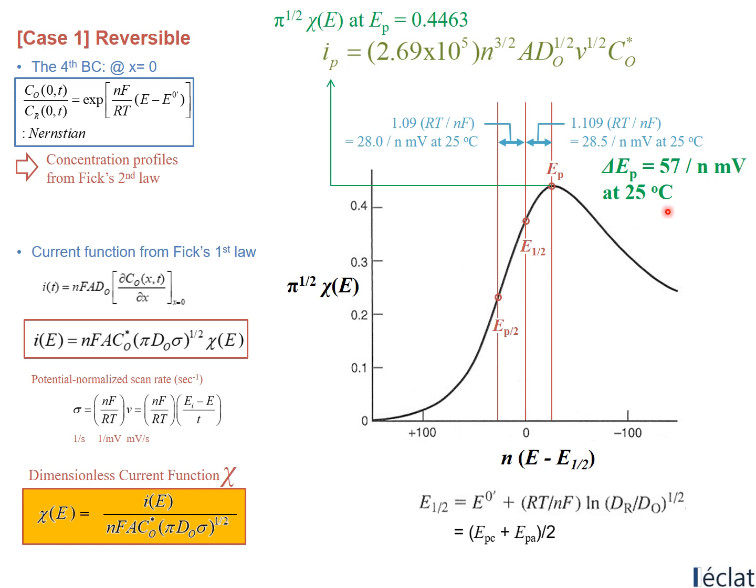So you have got a cyclic voltammogram, and you have observed that the peak-to-peak gap of your electrochemistry is 57 millivolt with 1 electron transfer. Then you could say my electrochemistry is really reversible or facile or fast or nernstian.